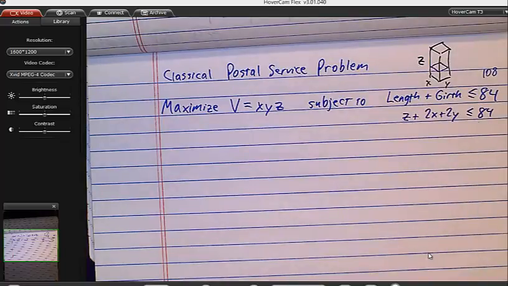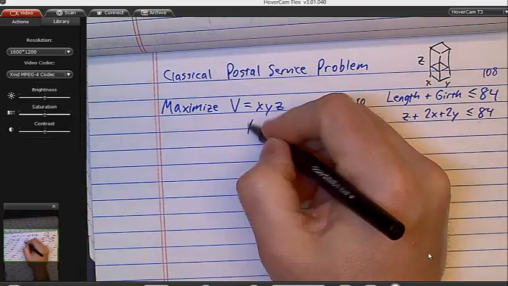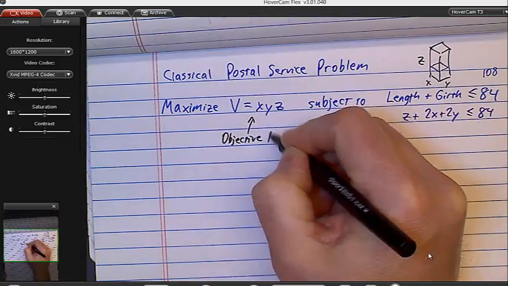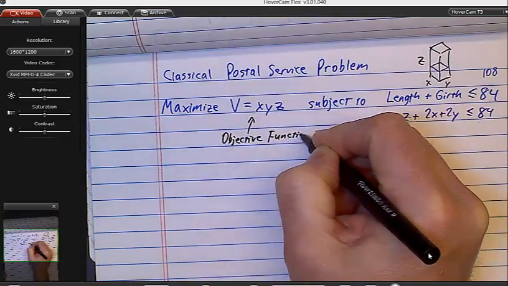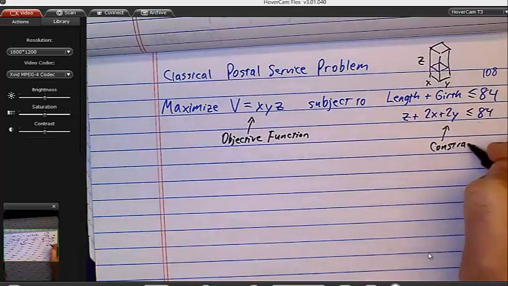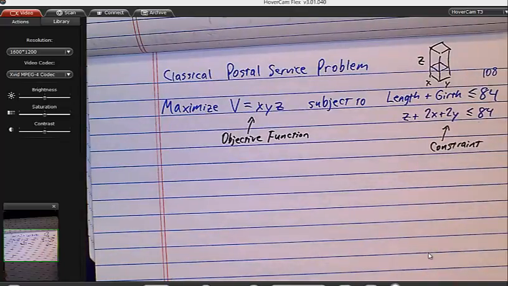So anyways, how's this work? The idea is this thing is the objective function. And the other thing is called the constraint. And so what I'm going to do with the constraint, okay?